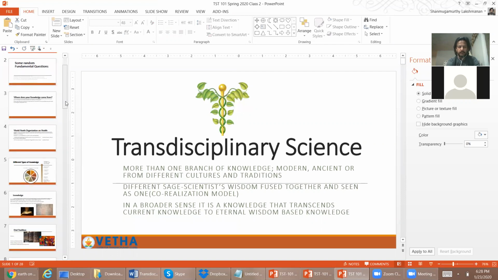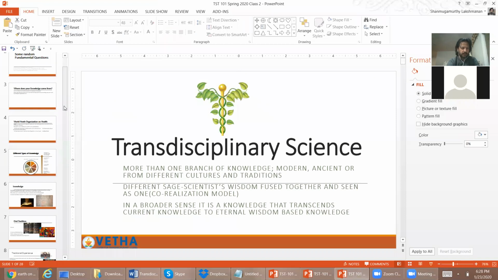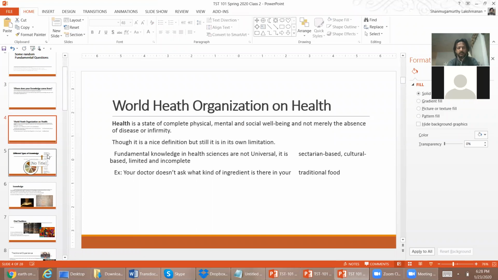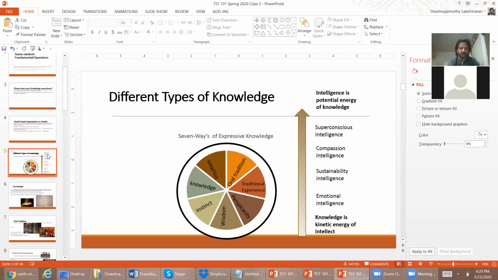So we were looking at transdisciplinary science. What is the meaning? And then we asked where the knowledge came from. We talked about health in terms of the World Health Organization and limited perspectives in different cultures. We were talking about the different expressive knowledge. Broadly, the knowledge we call big K knowledge, under which we have a smaller k knowledge, and that's the one here.